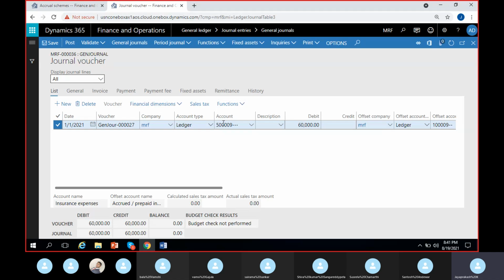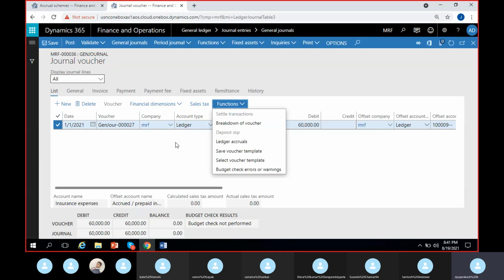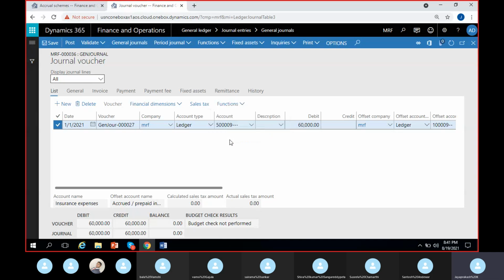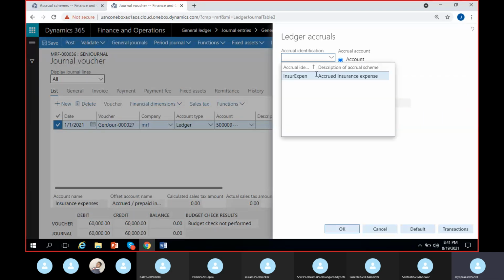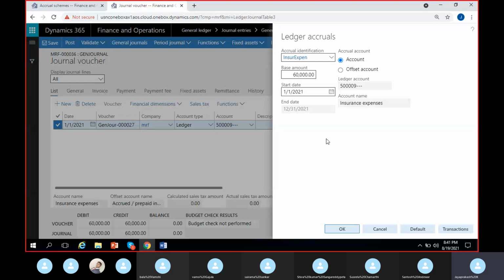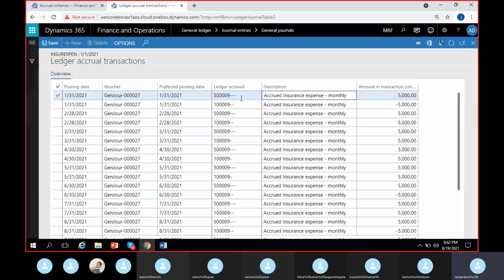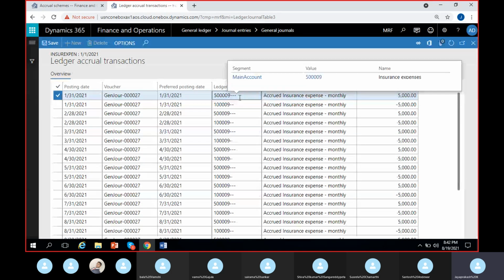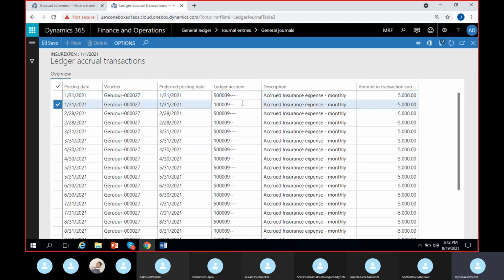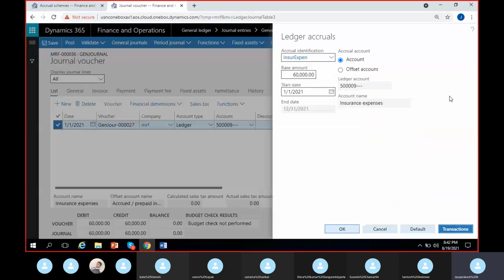So let me apply the scheme properly and I'll post this journal. Go to ledger accruals, apply the scheme, insurance expense. Then if we click on account and click on transactions, you can see these transactions. This insurance expense is debited and the other is credited, the asset account or accrued insurance expense account. If I select offset here, I can see the offset account, which is the accrued prepaid insurance account.